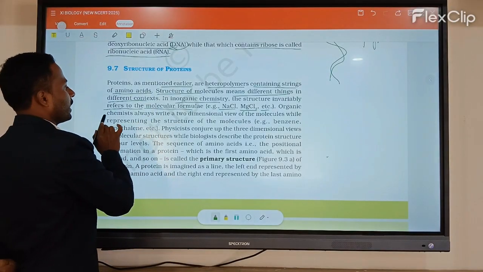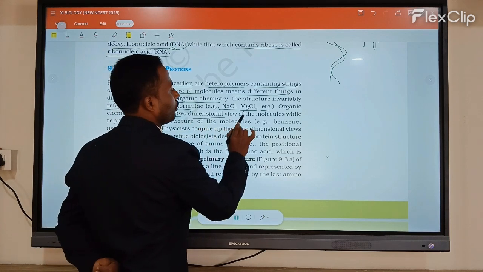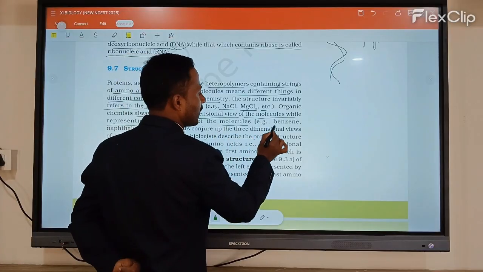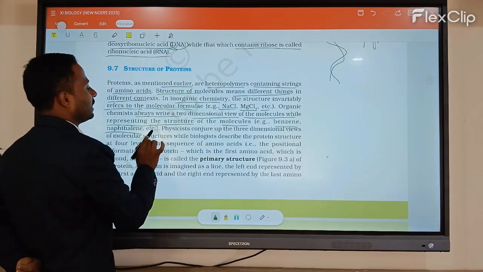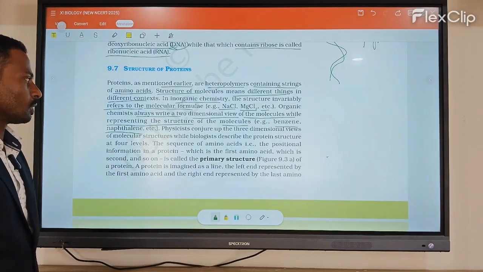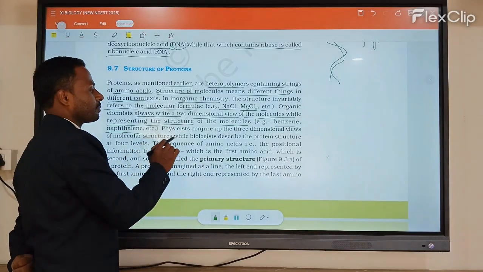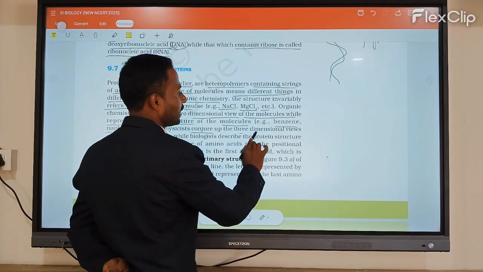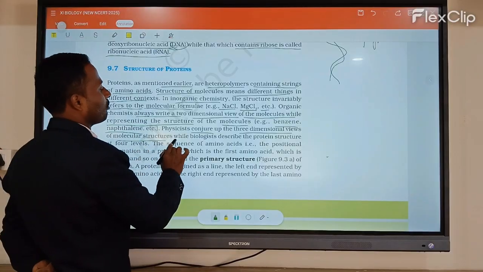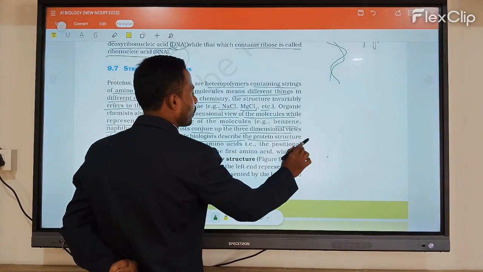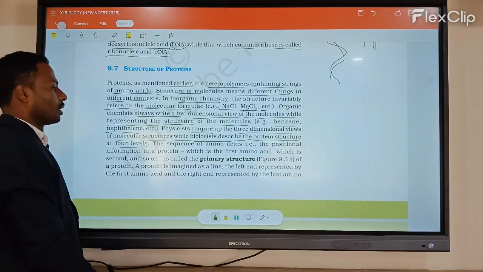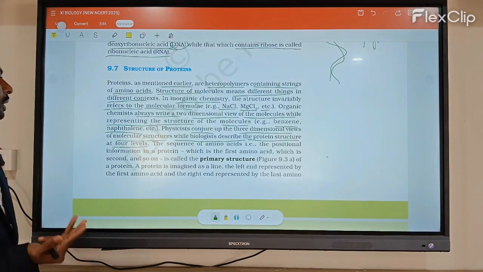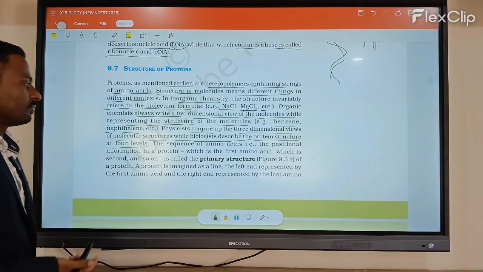Now organic chemistry always writes two-dimensional views of a molecule when representing its structure, like benzene and naphthalene, etc. So they also have different structures. Physicists configure three-dimensional views of molecular structure, whereas biologists describe protein structure at four levels. So in physics there are three levels, and in the biological view proteins are described at four levels.